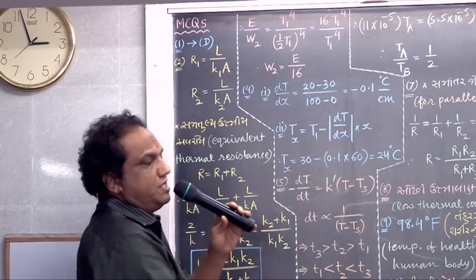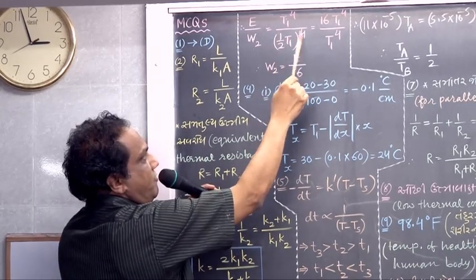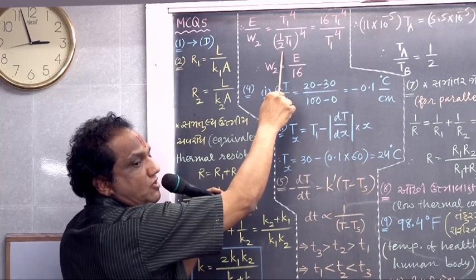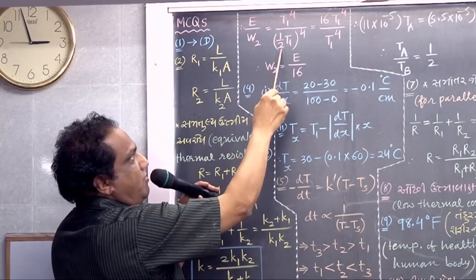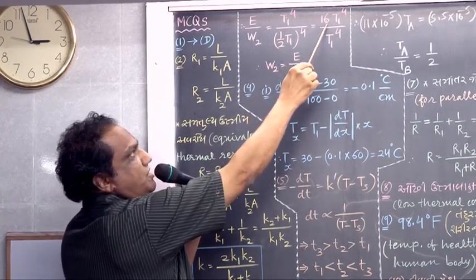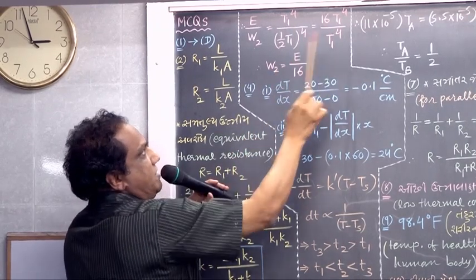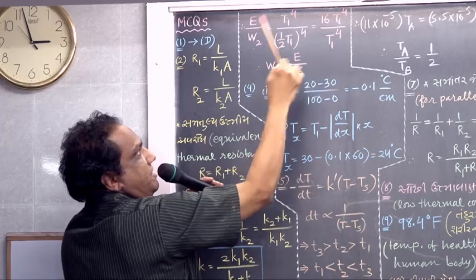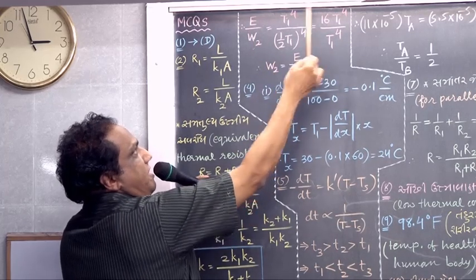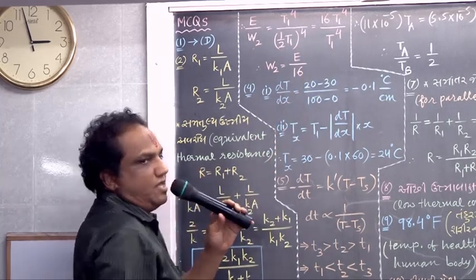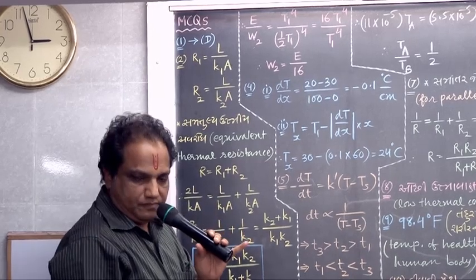2 raised to 4 is 16. Now 1 upon 2 whole raised to 4 will be 1 upon 16. The 16 in the denominator is transferred here. T1 raised to 4 will get cancelled. Transfer this E2 here, 16 down. So E2 will be E1 upon 16.